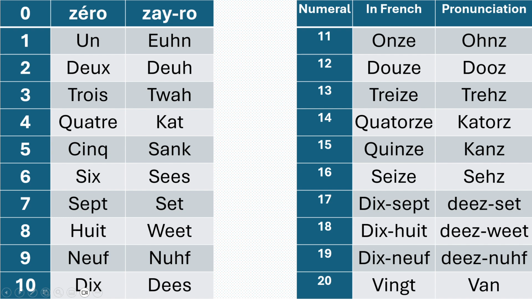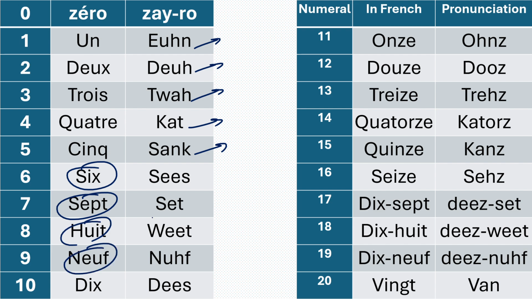1, un. 2, deux. 3, trois. 4, quatre. 5, cinq. Here you can see that we have written the pronunciation, how we should speak those words in the language, and on the other side, we have written how these words are written in French.